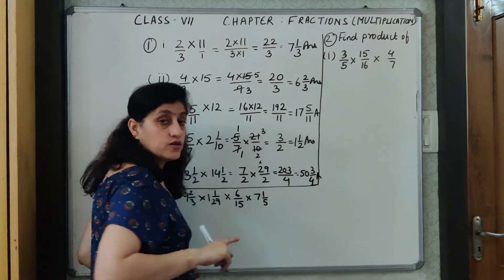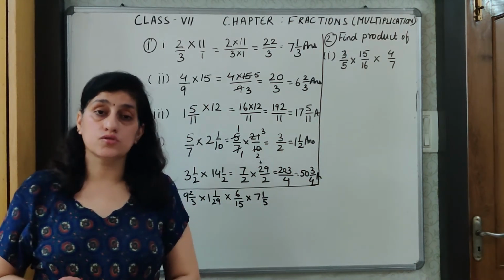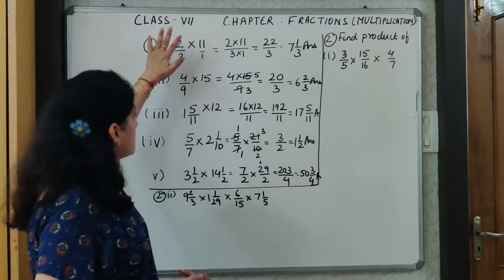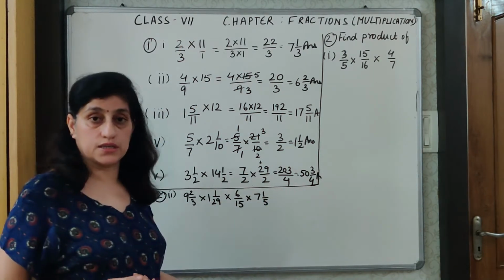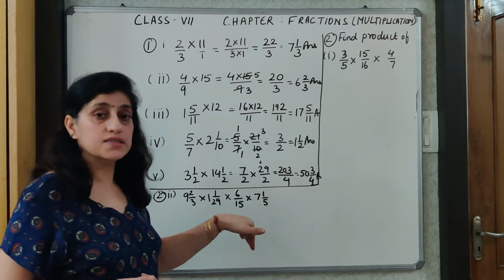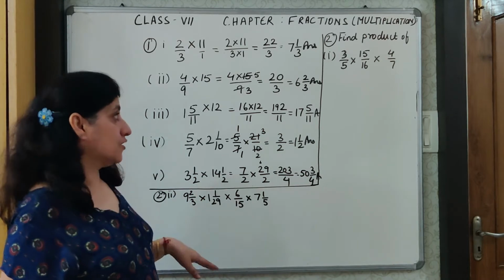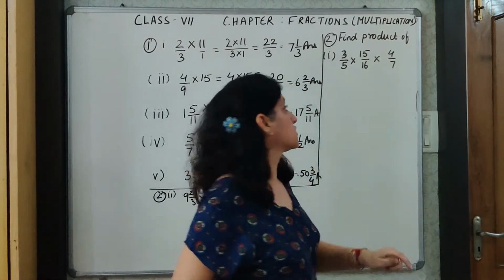You give it a try to check it out. Okay, 50 whole 3 upon 4 is the answer to this question. So this is how the multiplication proceeds. I have noted down 2 more questions here. We'll do this and quickly we'll do a few more questions also. So let's move on to the next one here.